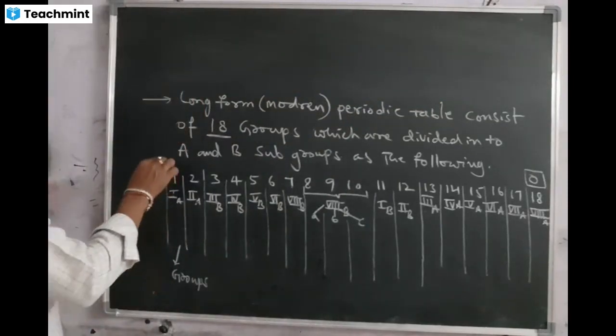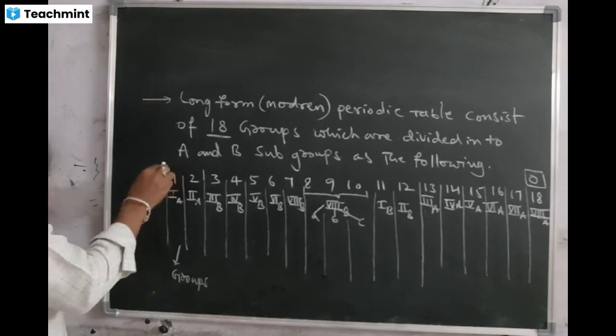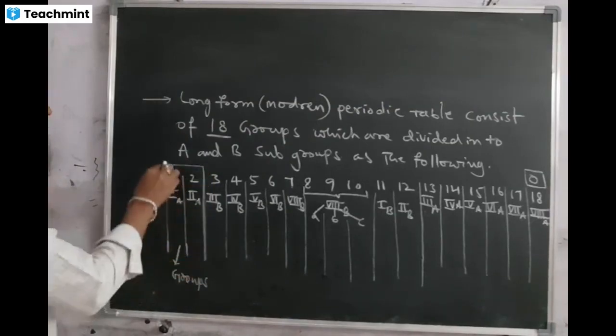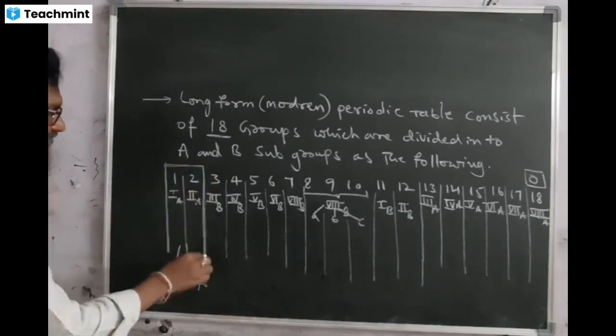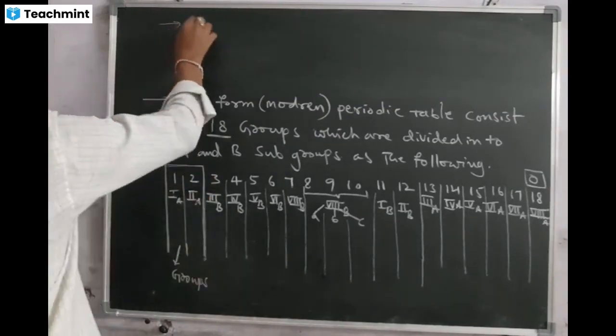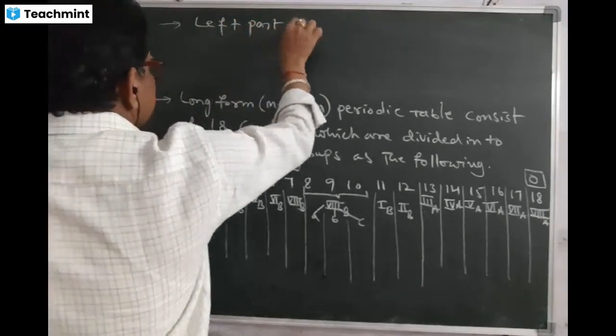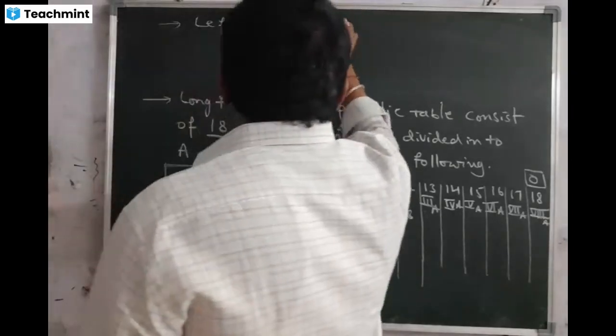See, Lucky, the first group, first A group, second A group. These are called the left part. This left part, first A, second A. So you write down here: left part of the table.